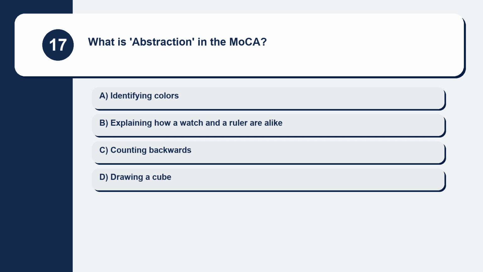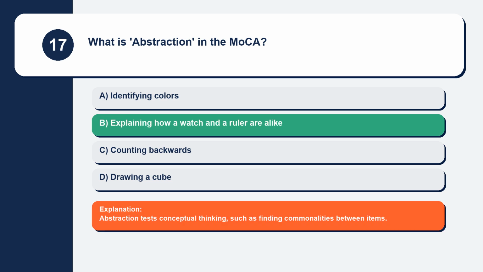Question 17. What is abstraction in the MoCA? Identifying colors. Explaining how a watch and a ruler are alike. Counting backwards. Drawing a cube. Abstraction tests conceptual thinking, such as finding commonalities between items.